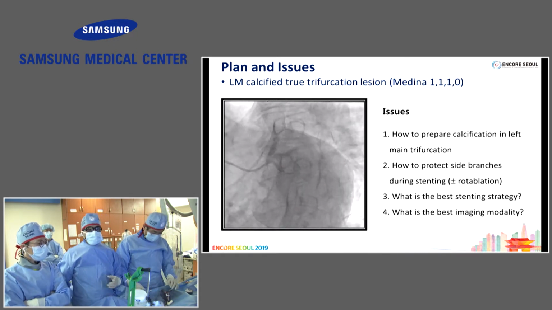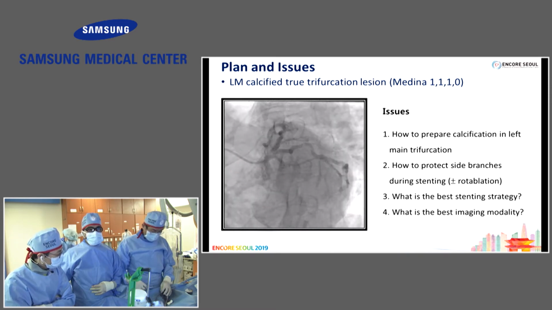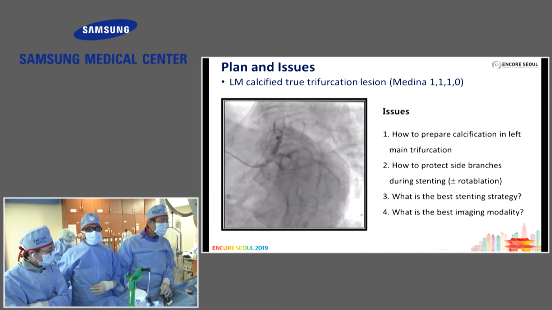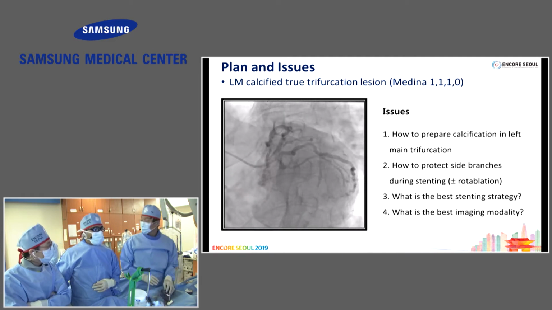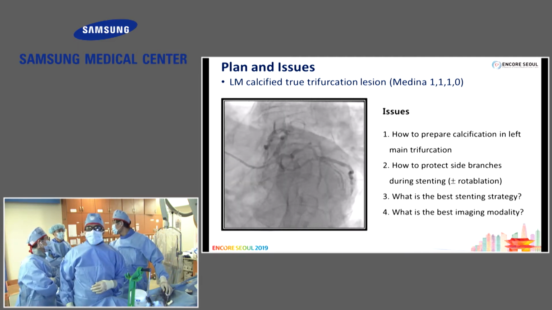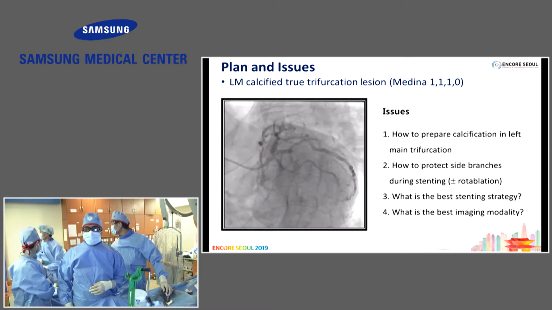So our plan was to do OCT of the ramus or obtuse marginal branch first, and then the LAD. And then, as with real-life interventional cardiology, we ran into some difficulty. So what I want to start with is to show you our first OCT. Could you put that up, please?